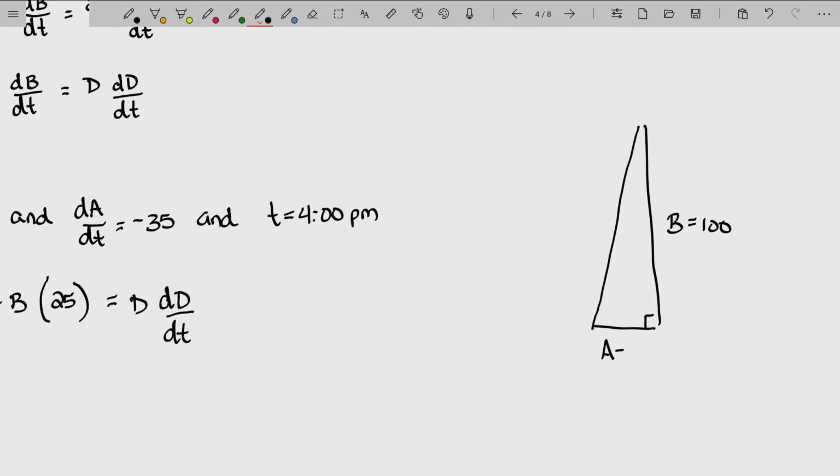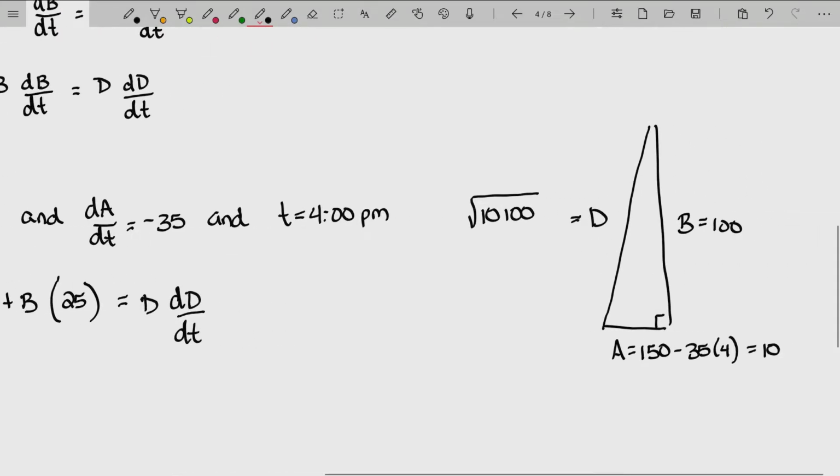Side length A, on the other hand, started out at 150. This is where that 150 comes in. And you lost, what was it, 35? 35 kilometers per hour for 4 hours. That's 140. And so side A is of length 10. From this, you can find side length D using the Pythagorean theorem. It's the square root of 10,100, I think that's right. Right? B squared plus A squared there. So that's 100 squared plus 10 squared, so 10,100.